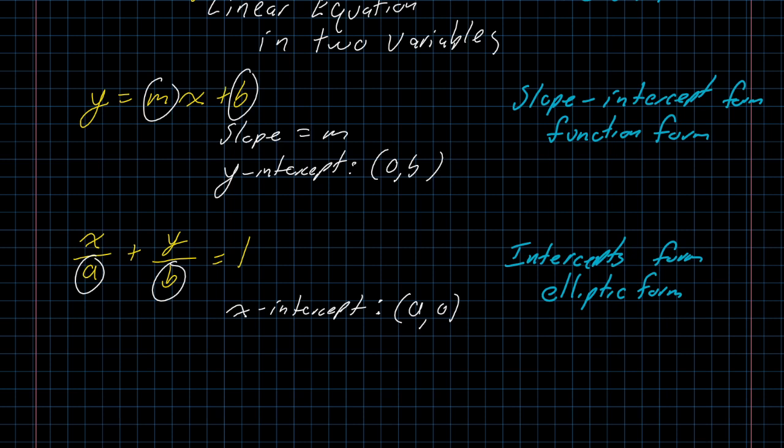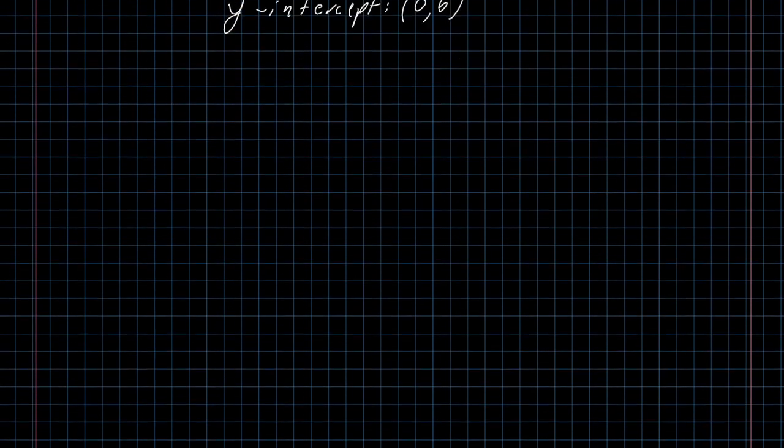The x-intercept of the equation is the point a, 0. The y-intercept of the equation is the point 0, b. And so when you have an equation in one of these two forms, you can graph it very readily. Let's jump into a nice example.